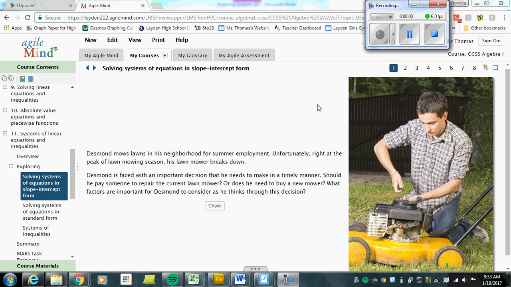Desmond mows lawns in his neighborhood for summer employment. Unfortunately, right at the peak of lawn mowing season, his lawnmower breaks down. Desmond is faced with an important decision that he needs to make in a timely manner. Should he pay someone to repair the current lawnmower, or does he need to buy a new mower? What factors are important for Desmond to consider as he thinks through his decision?